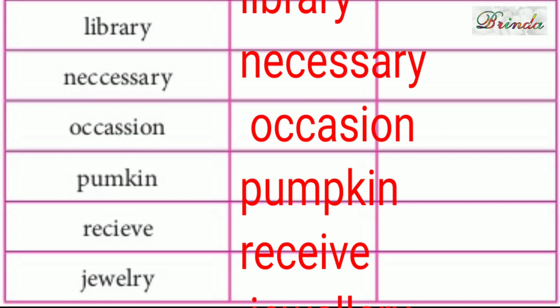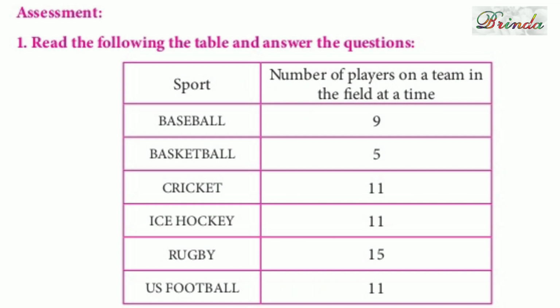Next one, pumpkin. P-U-M-K-I-N. But that is wrong. The right word is P-U-M-P-K-I-N, pumpkin. Next one, receive. R-E-C-I-E-V-E. The right word is R-E-C-E-I-V-E, receive. Next one, jewelry. J-E-W-E-L-R-Y. The spelling is J-E-W-E-L-L-E-R-Y, jewelry. Fine, children. Shall we move on to the assessment part?